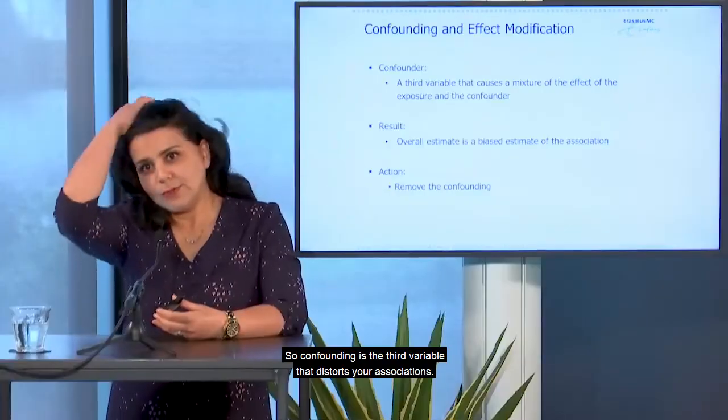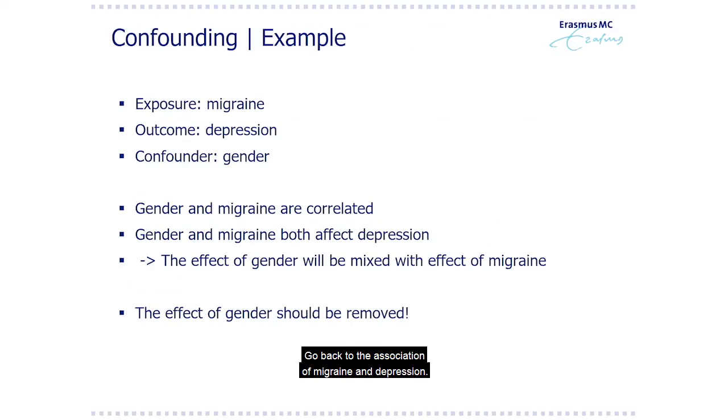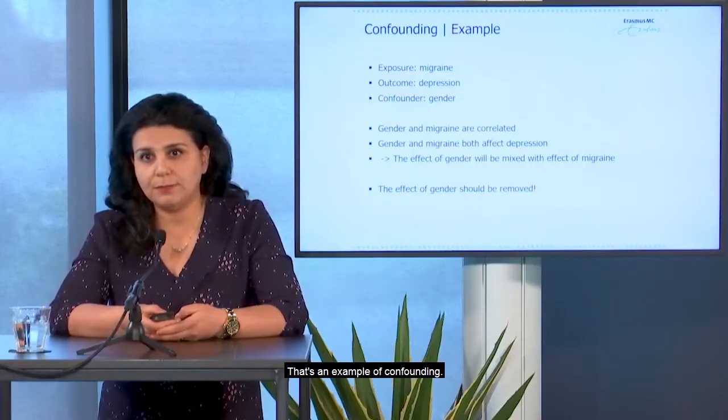Confounding is the third variable that distorts your associations. What is the action you want to take in case of confounding? You want to remove it. Go back to the association of migraine and depression. If gender is a confounder in this association, you adjust for gender to take away the effect of gender in this association. That's an example of confounding.